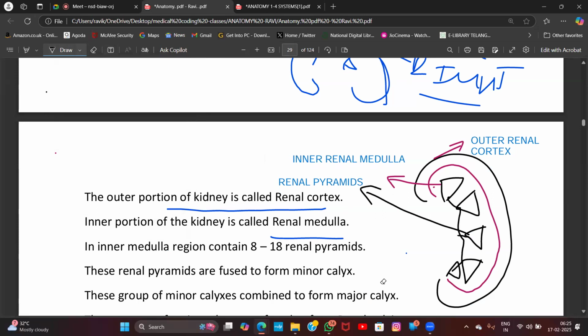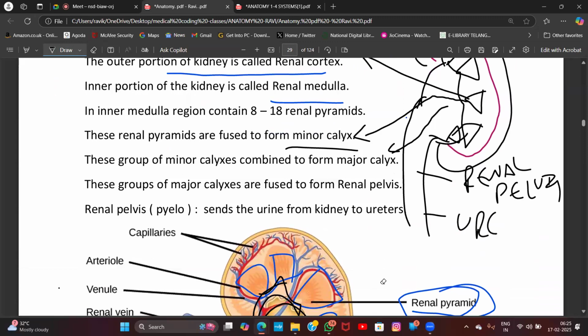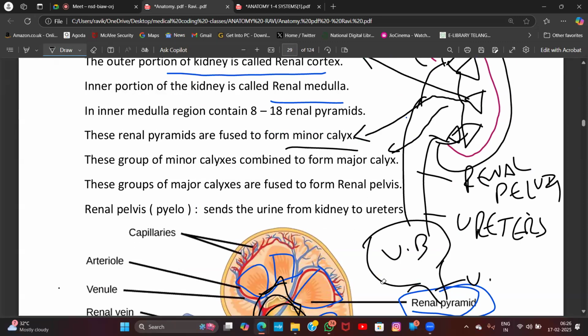These renal pyramids are fused to form minor calyx. This minor calyx is fused to form... Am I audible? Yes. These minor calyxes are fused to form a single major calyx. This major calyx leads to the renal pelvis. This renal pelvis leads to a tube called ureters. Ureters lead to a bladder-like structure called urinary bladder. Urinary bladder leads to a tube called urethra. Is it clear?